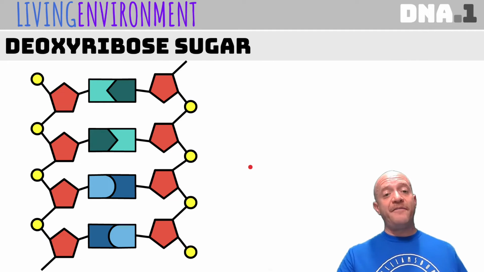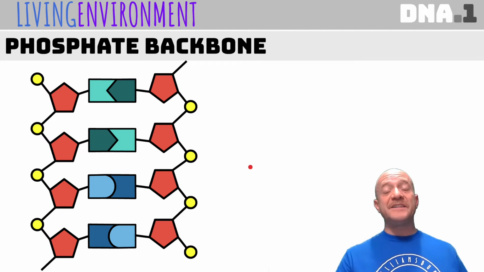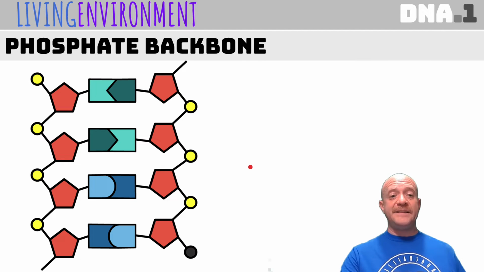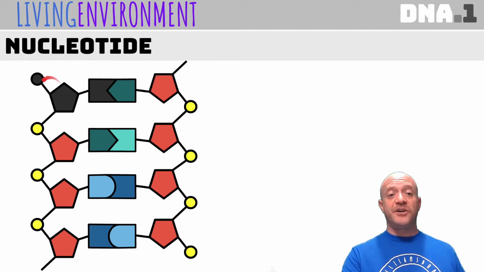We also have a deoxyribose sugar. Deoxyribose is the specific type of sugar, and that is right here with these pentagons. And then we have a phosphate backbone, and the phosphate is indicated here in the yellow. And all of those together make up the nucleotide. So we have the base, the deoxyribose sugar, and the phosphate backbone.